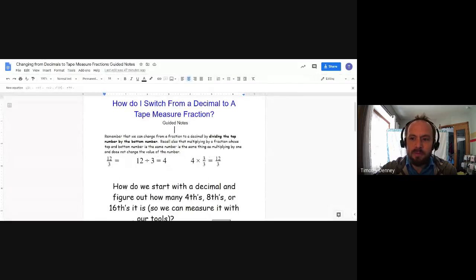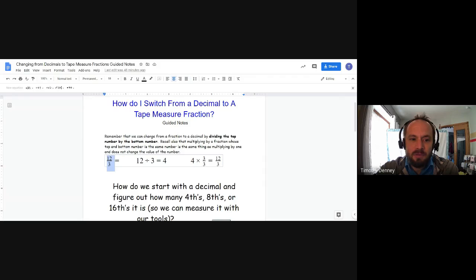So a couple things to remember as you're starting out here. We can change from a fraction to a decimal pretty easy by dividing the top number by the bottom number. And recall that we also can multiply by a fraction if the top number and the bottom number are the same. If you multiply some number by a fraction that has the same number on top and bottom, it's the same thing as multiplying by 1 and does not change the value of the number.